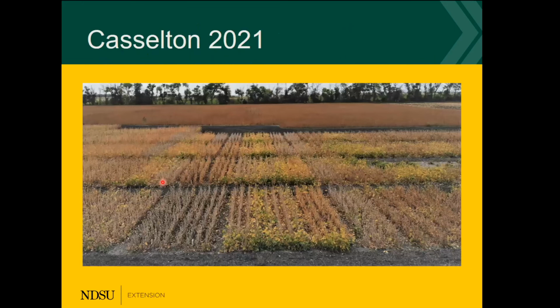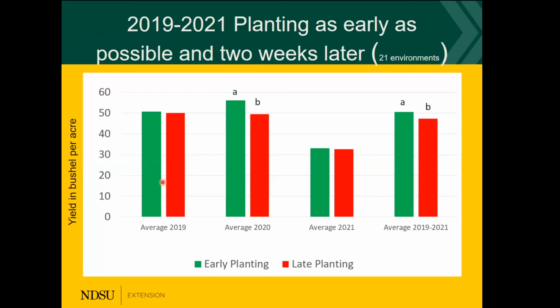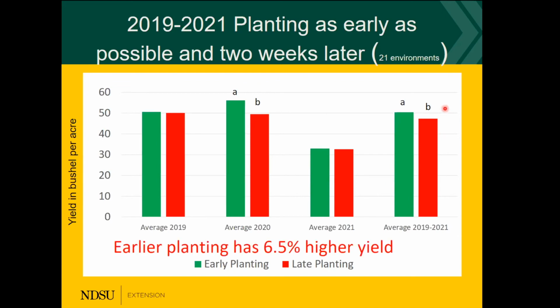So Castleton from last year, the trial you can see here between the red bars is the early planted, and to the right was the late planted. So I'm only going to give you the highlights. So in 21 environments, I've done it in 3 years, 21 environments, and I'm looking here at early planting and late planting. Early is as soon as we could get in, and late is 2 weeks later. On the left, you see the yield. So early planting, late planting, but I'm kind of focusing on the last two bars, the average between those 3 years, the A and B reflecting that the yields are significantly different. And earlier planting resulted in a 6.5% higher yield.